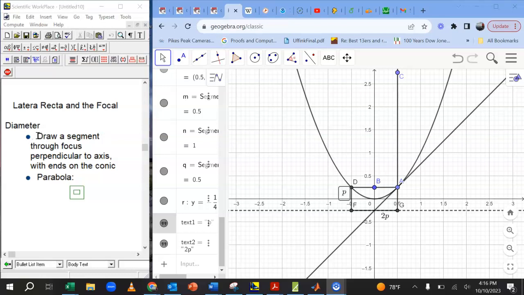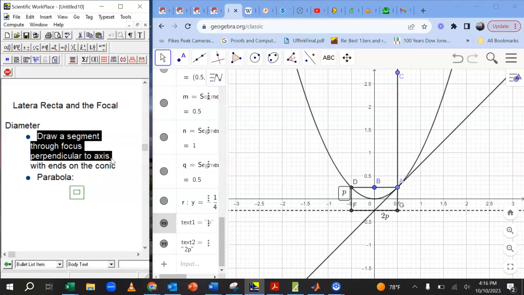So what we're supposed to do is take our conic, here it's a parabola. We're supposed to draw a segment through the focus perpendicular to the axis with ends on the conic. In this case, that's AD. That's called the latus rectum in this case. And in the case of a parabola, it's very easy to figure out how long that is.